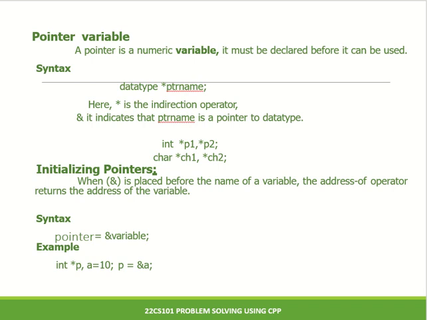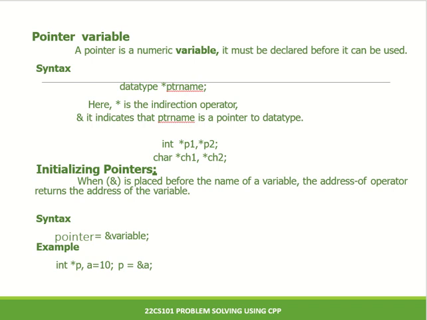Here the asterisk acts as an indirection operator, and another operator we are using is ampersand. So it indicates the pointer name to data type. If I want to declare two pointer variables of type integer, then I can declare int *p1, *p2. Similarly, if I want to declare two character pointer variables, then I can declare char *c1, *c2.